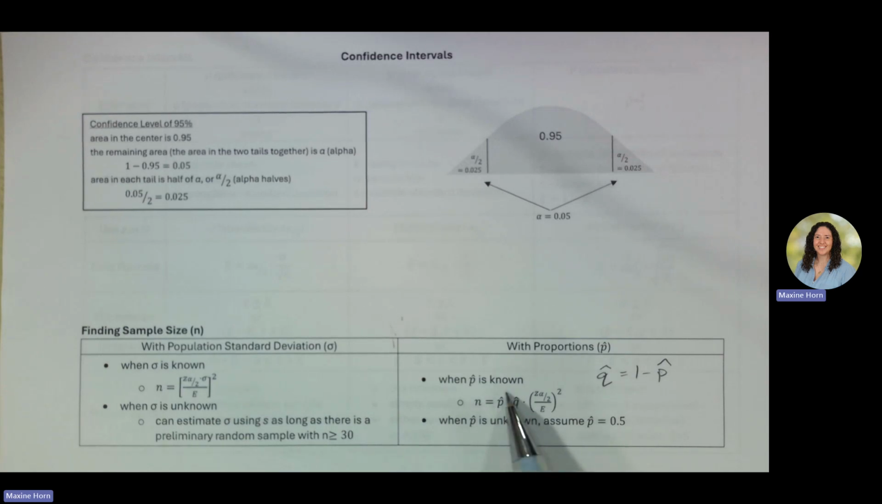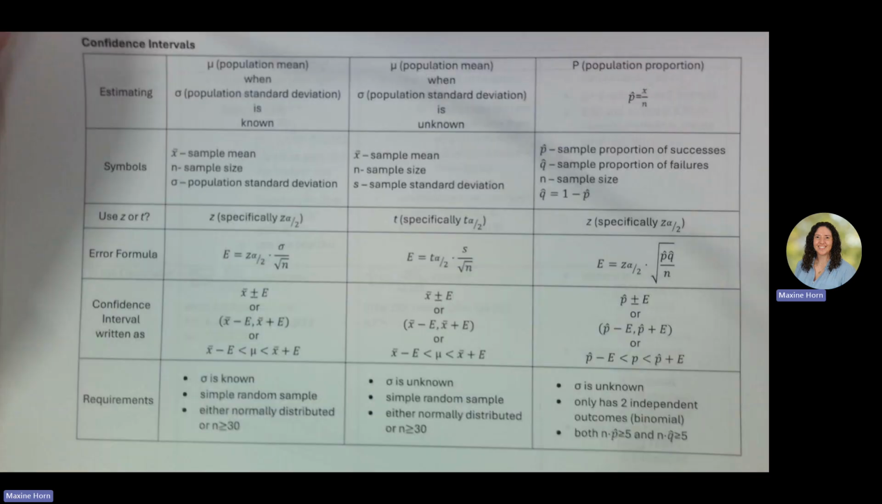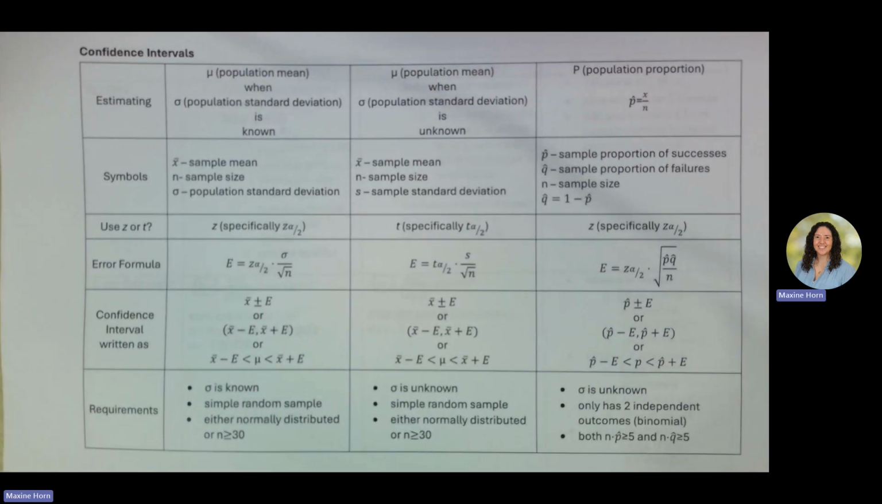Which means that this whole thing right here becomes 0.25. So you might see that formula as well. But if you don't want to have to rely on memorizing one more formula, then don't worry about memorizing that. Just know that if you don't know p hat, you can assume that it's 0.5. Okay. All right. So now let's talk about the elements of confidence intervals.